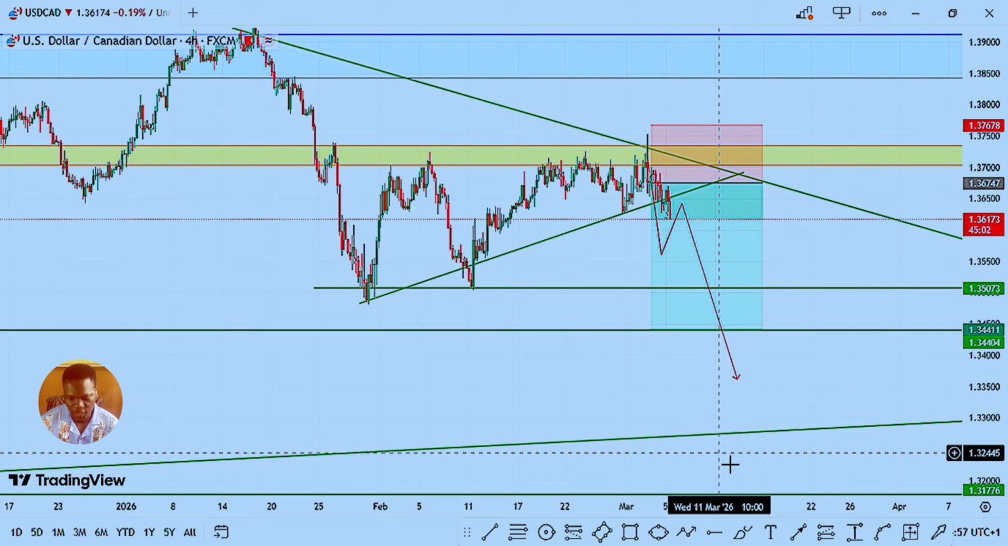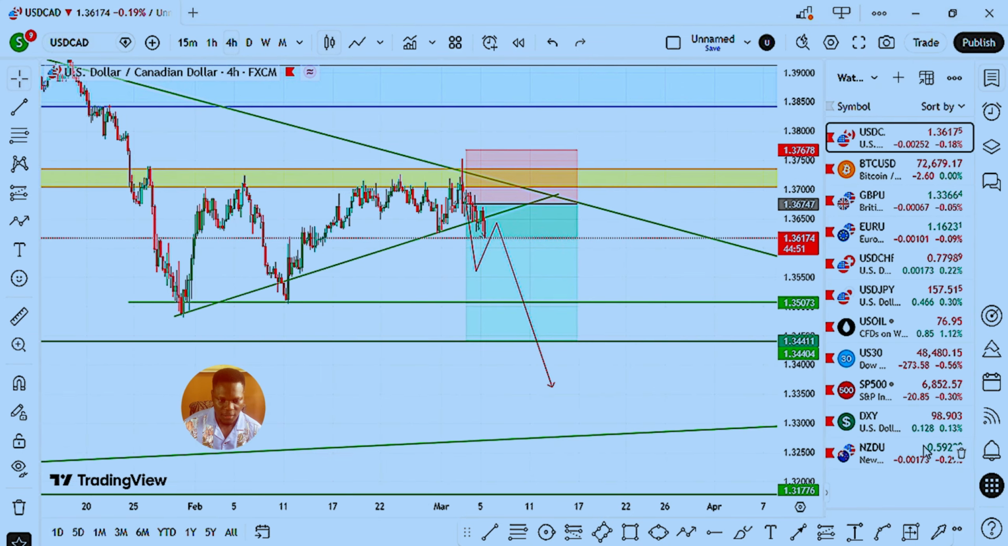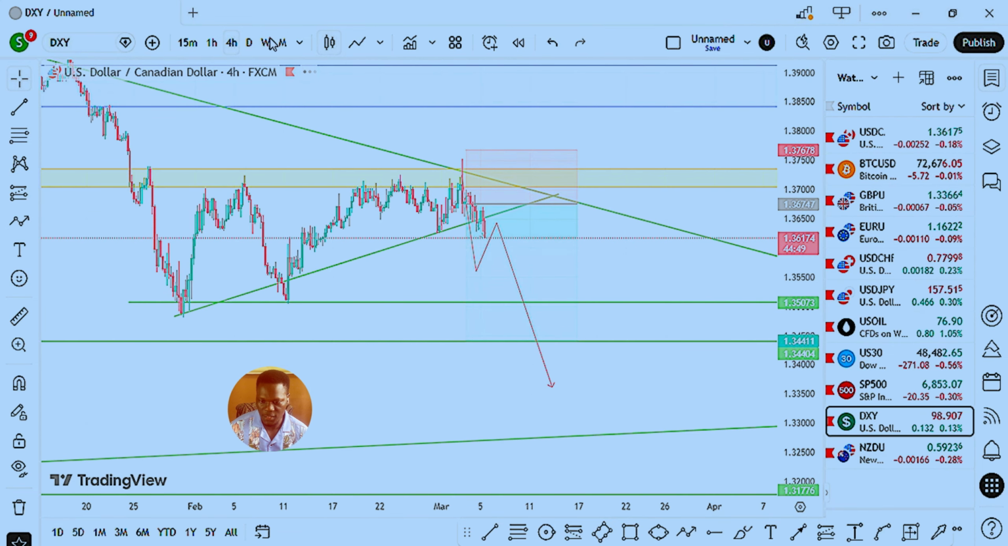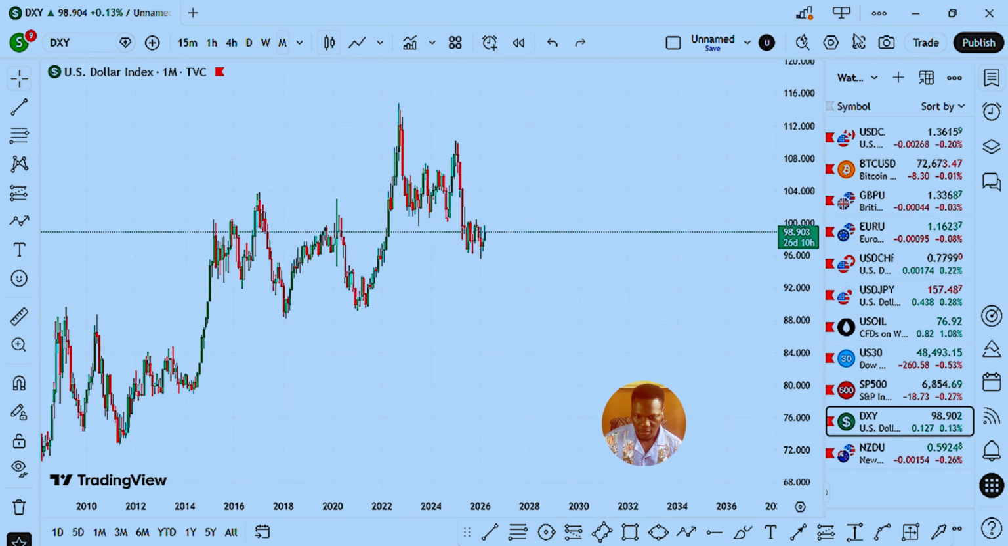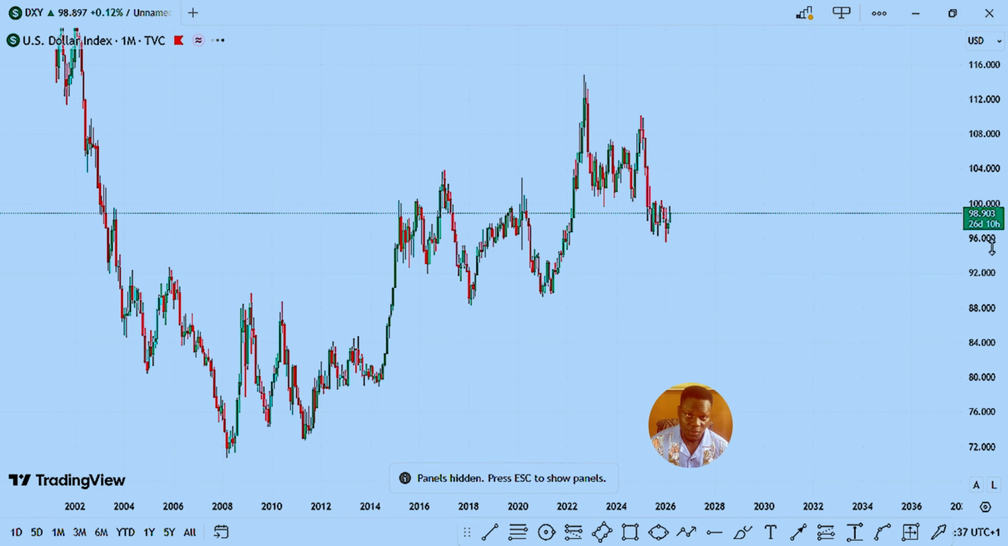Okay, now let's check out GBP and euro. But before we look at GBP and euro, let's see what is going on with the DXY, because whatever is happening with the dollar index will determine what is going to happen with the euro or the British pound. If the DXY is buying, the euro is going to be selling, the GBP is going to be selling. So it's very important that we see the overall trend of what is going on with the dollar index.